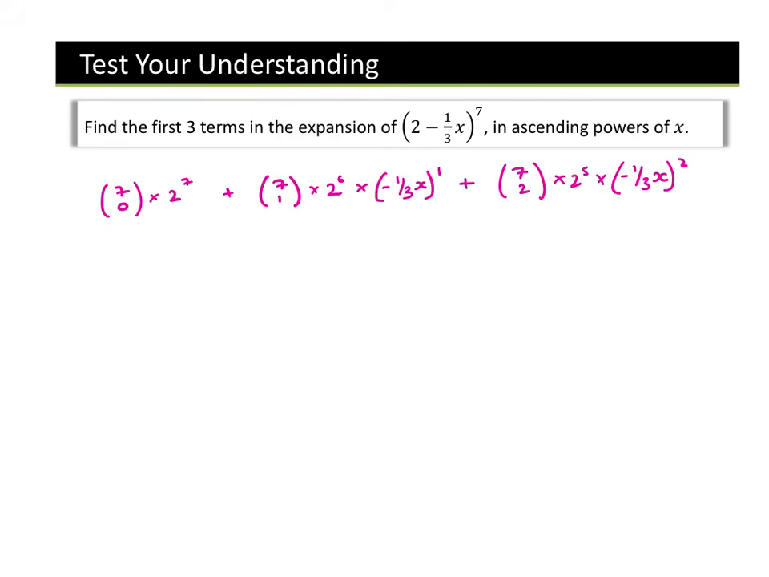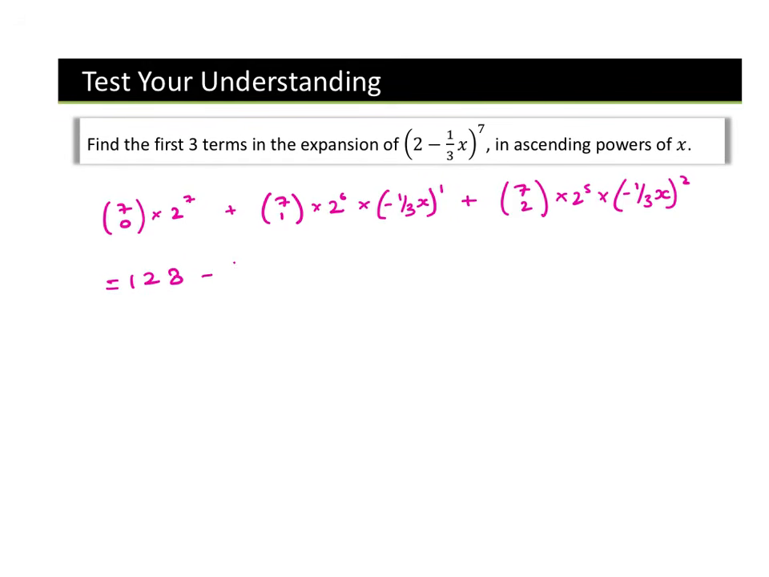We know the first one is just going to be 2 to the power of 7 because 7 choose 0 is 1 times 2 to the power of 7 is 128. 7 choose 1 is 7 times 2 to the power of 6 times negative a third x. Okay. I'm going to get minus 448 over 3x. And then plus 7 choose 2 times 2 to the power of 5 times minus a third squared. It's going to give me 224 over 3x squared plus ... is what we normally write.